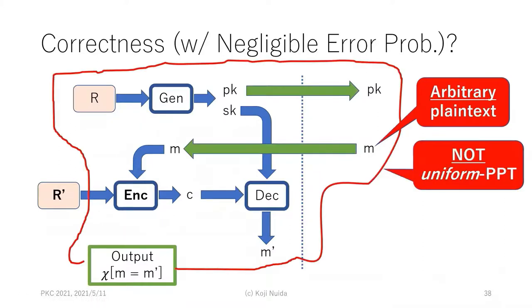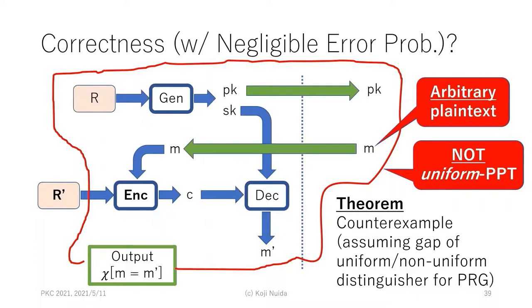Accordingly, when considering that the randomness for encryption is replaced with a PRG, now in general, the whole situation cannot be modeled as a uniform PPT algorithm. And I indeed gave a counterexample in this situation. I skip the detail of the example today. It is interesting that now the difference between uniform PPT algorithms and non-uniform PPT algorithms matters, which would not be so obvious from the definition of the correctness. I will give some explanation later.